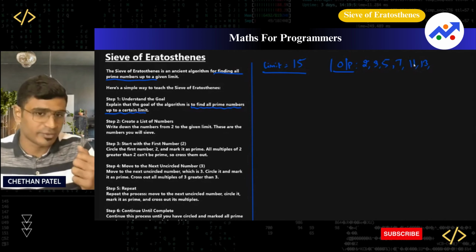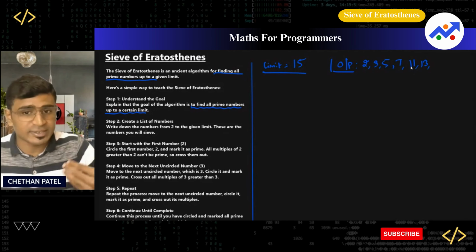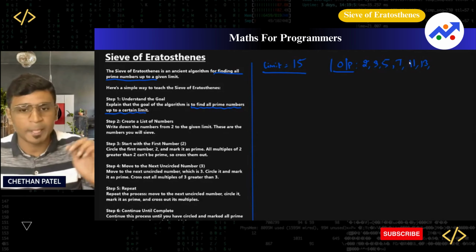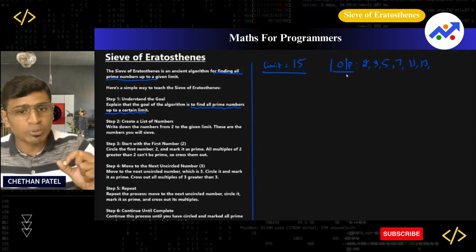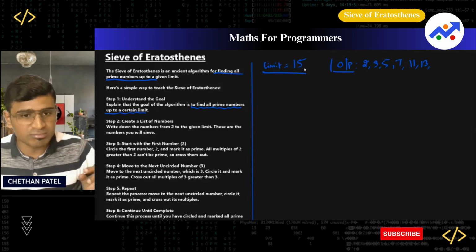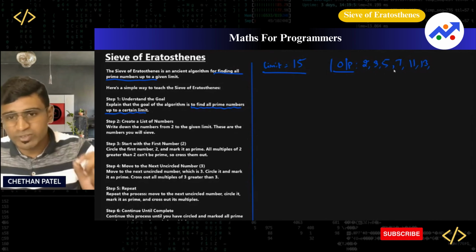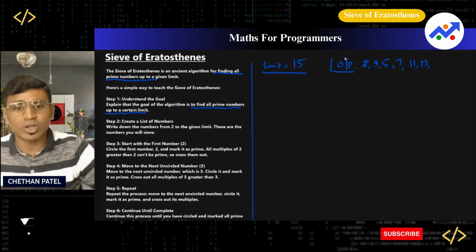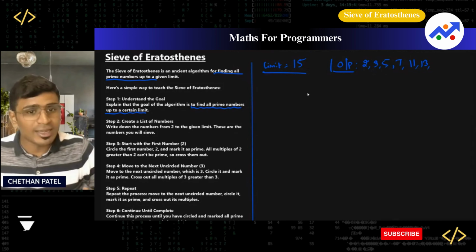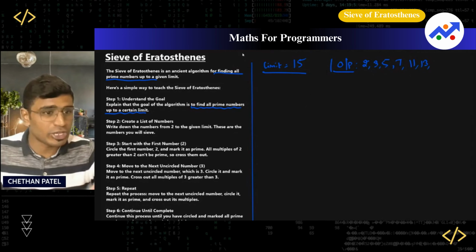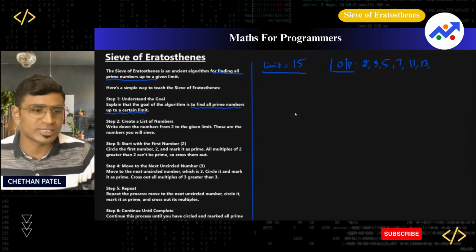I can't write 15. Why? Because 15 has factors 3 and 5, correct? So the prime numbers up to this limit are 2, 3, 5, 7, 11, 13. Now let's verify how we can achieve the same output by using this Sieve of Eratosthenes algorithm.